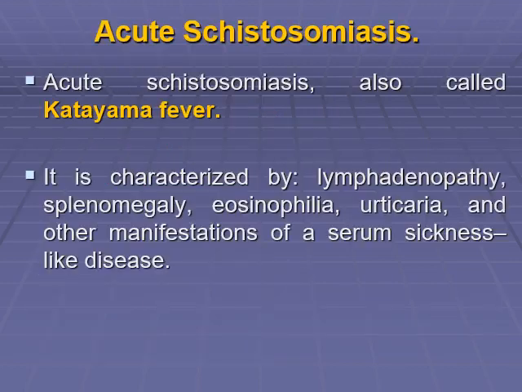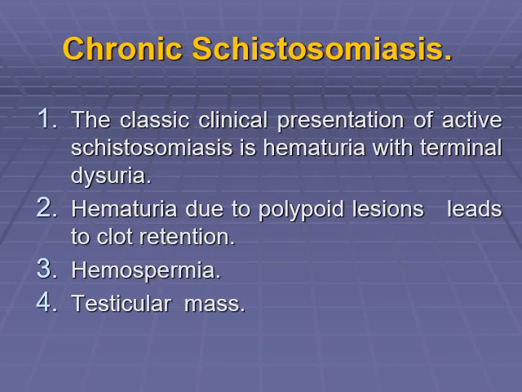So we have the acute bilharziasis, which is called Katayama fever. It is characterized by lymphadenopathy, splenomegaly, eosinophilia, urticaria, and other manifestations of serum sickness-like disease. We have chronic bilharziasis, which is characterized by the classic clinical presentation of active schistosomiasis: hematuria with terminal dysuria. Hematuria due to bulboid lesions leads to clot retention. We sometimes have hemospermia, and also we sometimes have a testicular mass.